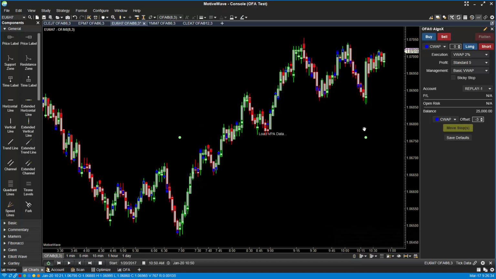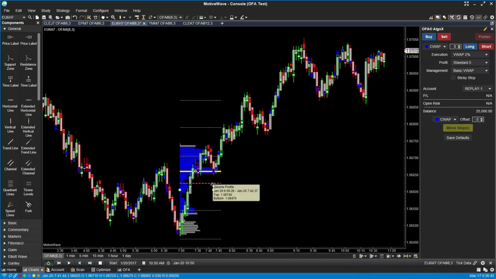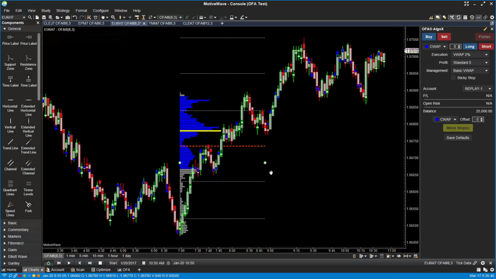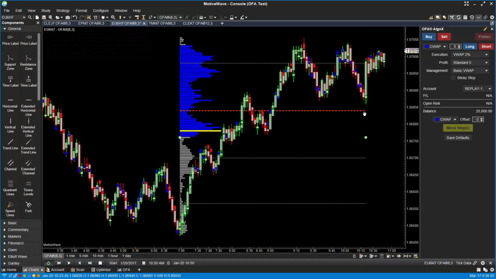It's important that you note how the VWAP acts as a barrier for pullbacks. Here we pull back to, but not through the VWAP. Here to, but not through the VWAP. Again, here to, but not through the VWAP. So that VWAP is always acting as an outer barrier for us.